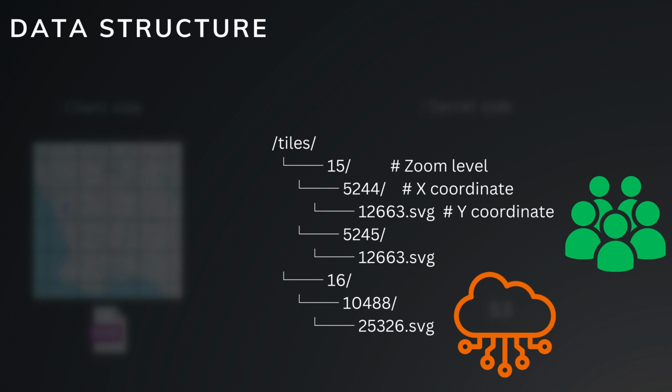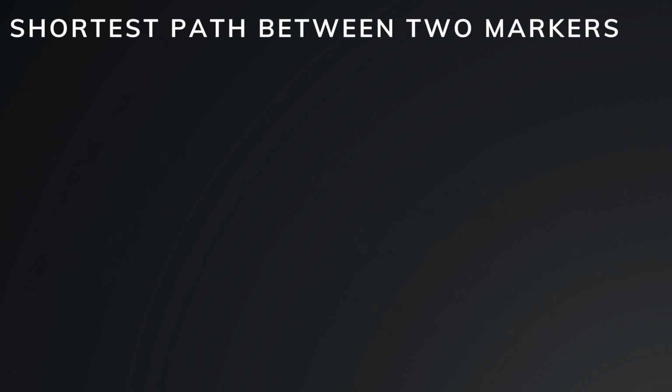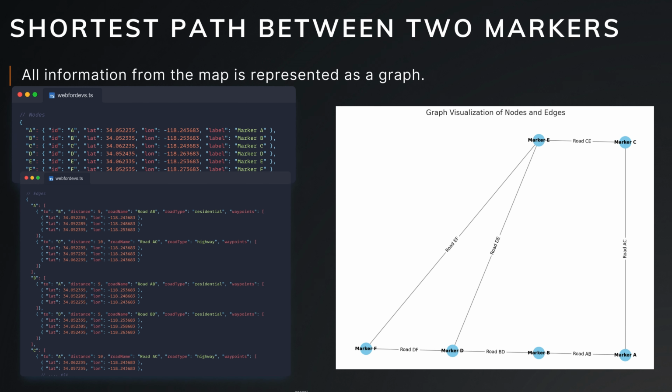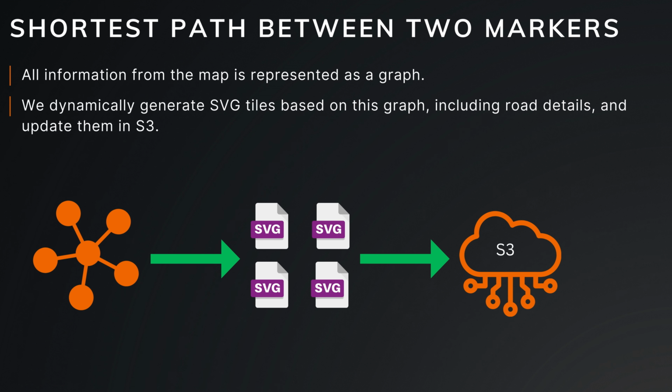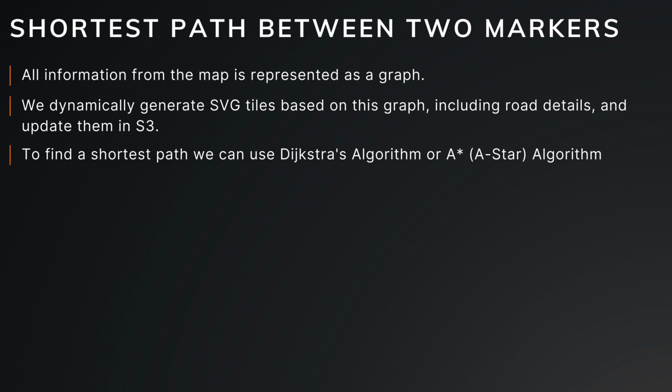But how do we find the shortest path between 2 markers and generate these tiles? All information from the map is represented as a graph. We dynamically generate SVG tiles based on this graph, including road details, and update them in S3. To find the shortest path, we use Dijkstra algorithm or A-star algorithm.